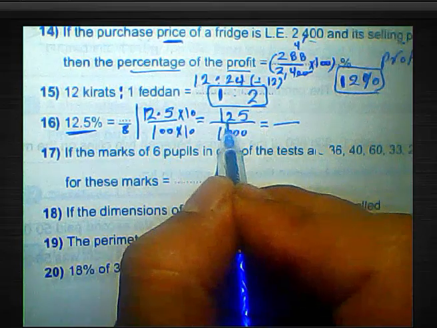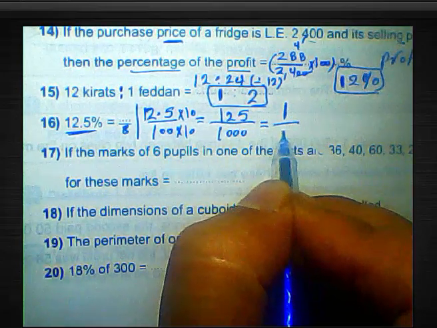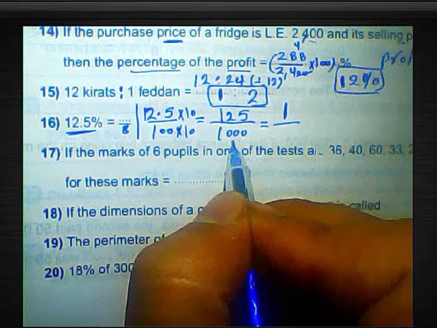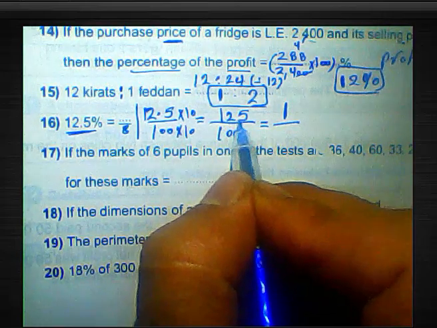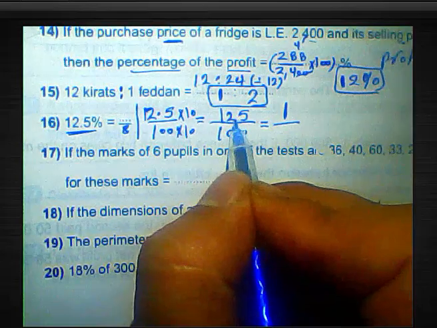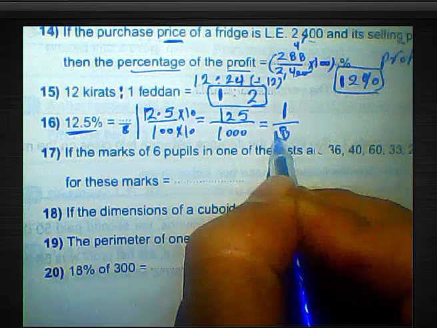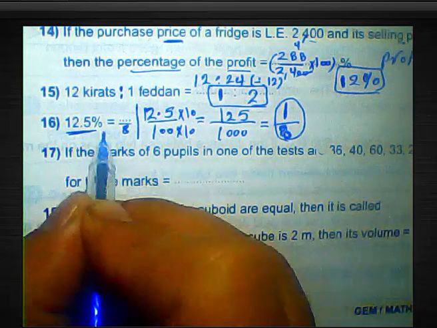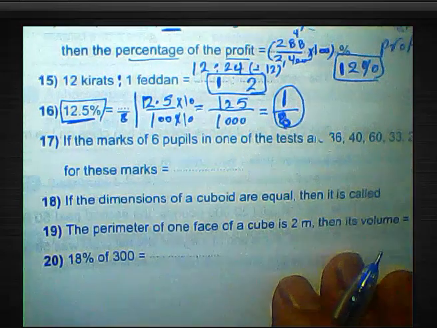125 divided by 125 equals 1. 1000 divided by 125 equals 8. Then the result will be 1 over 8. Okay, 1 over 8.